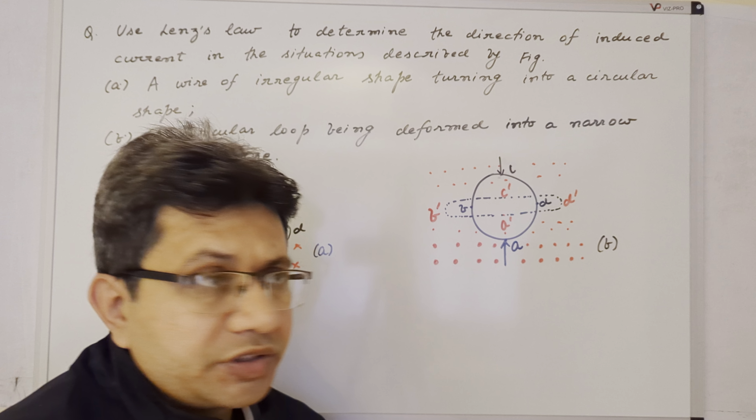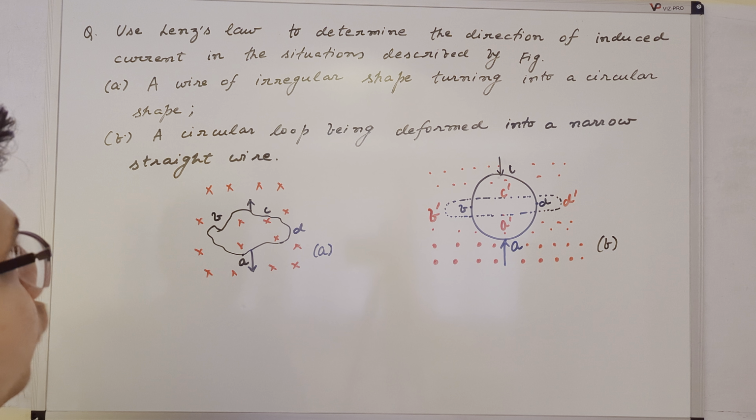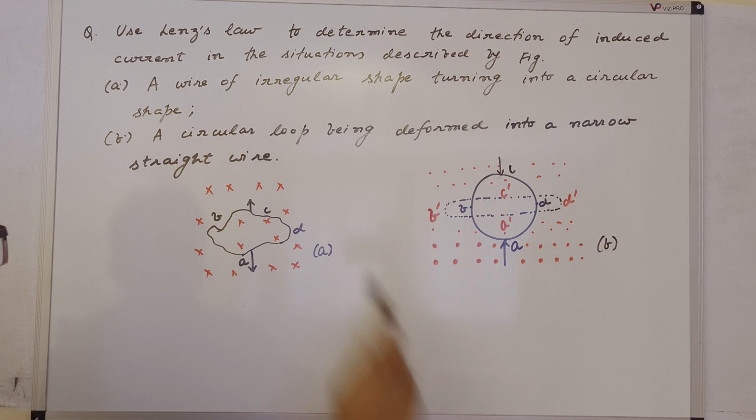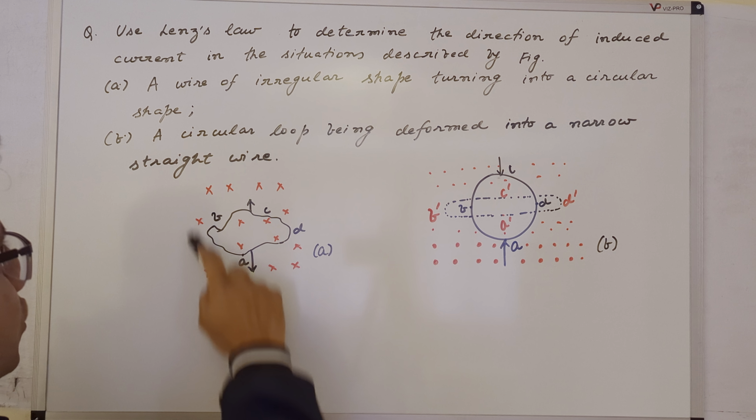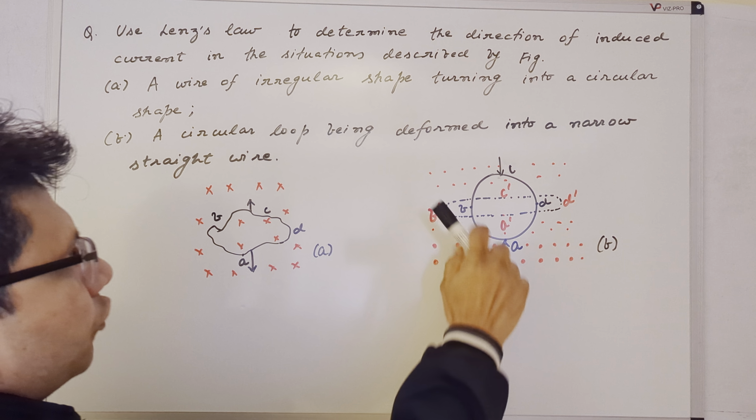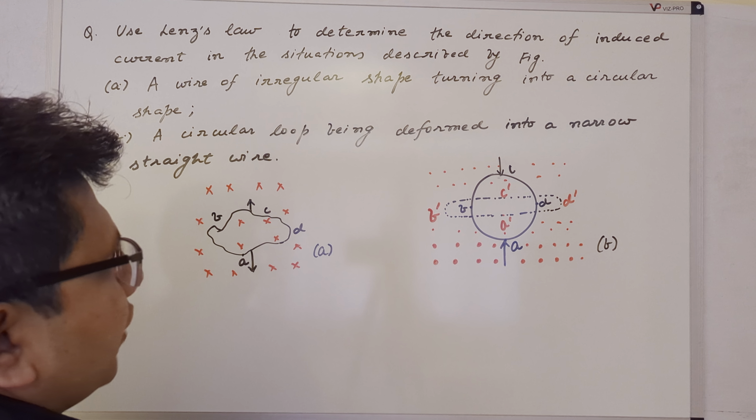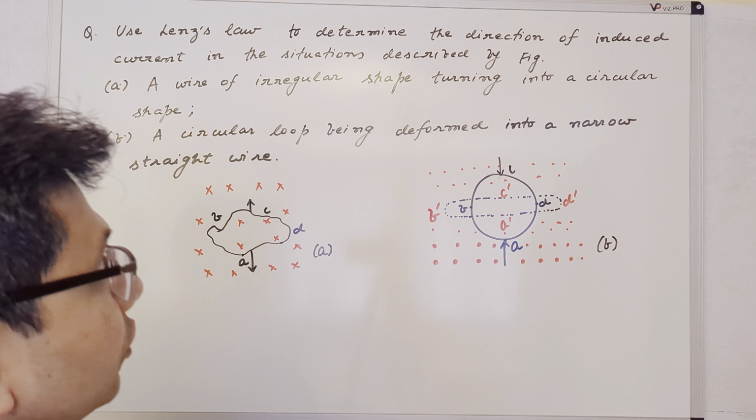Hello viewers, the question is: use Lenz's law to determine the direction of induced current in the situations described by the figure. Part A, a wire of irregular shape turning into a circular shape. Part B, a circular loop being deformed into a narrow straight wire. So the problem is based on the topic Lenz's law, the application of Lenz's law.